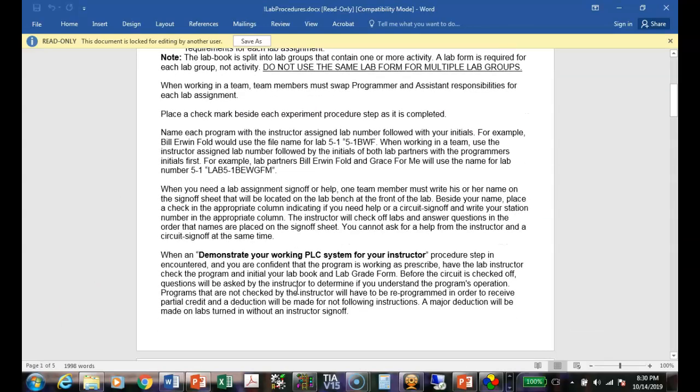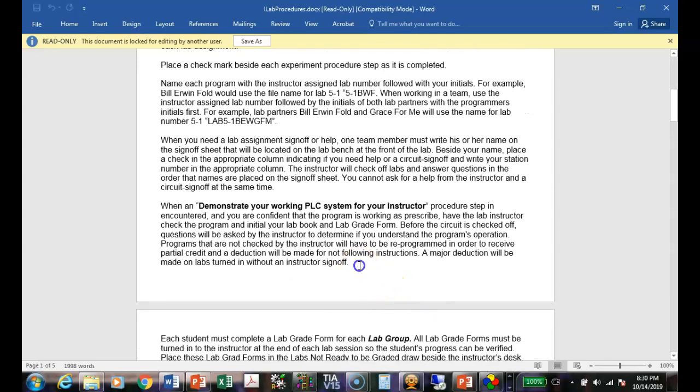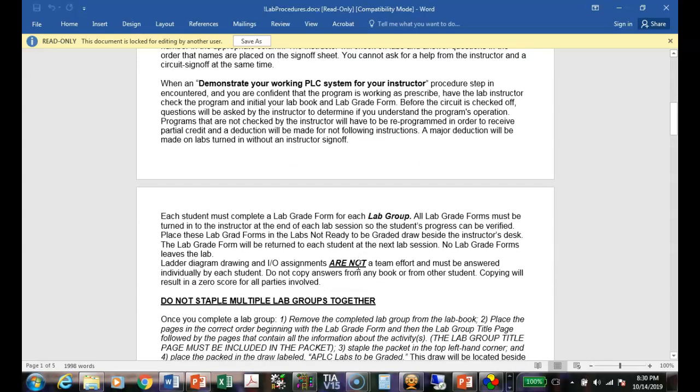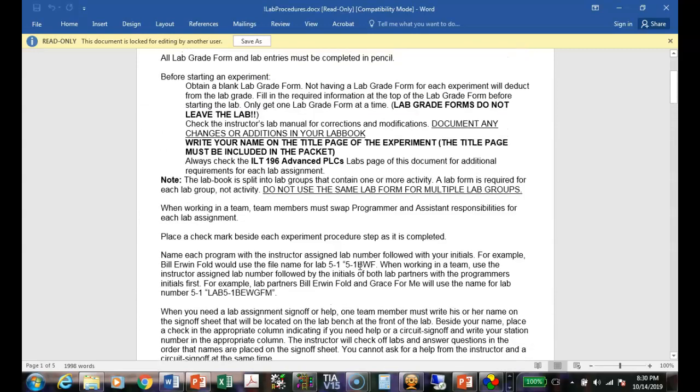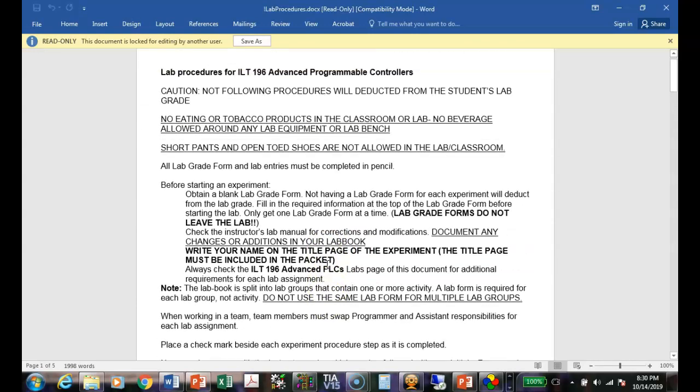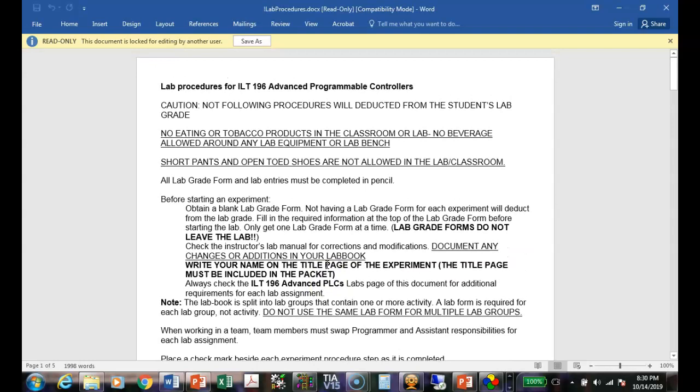So lab form, you're going to sign your name up at the top, a sign off in a lab form. Everybody's going to have a lab form, right? Everybody okay? No short pants or open toe shoes.